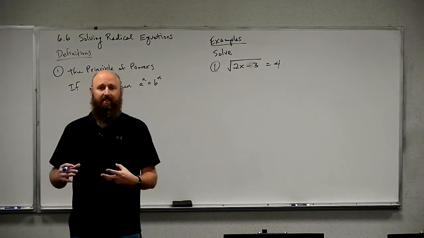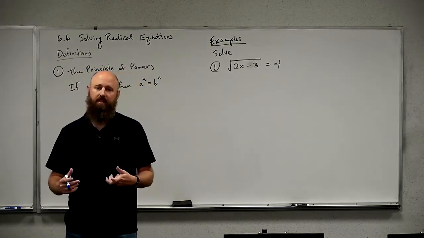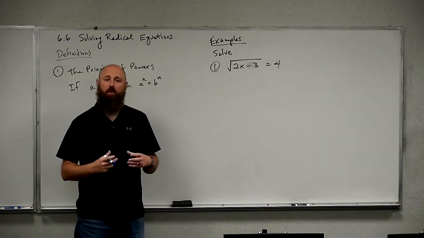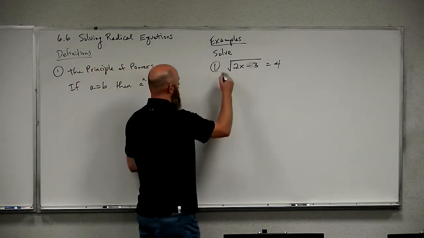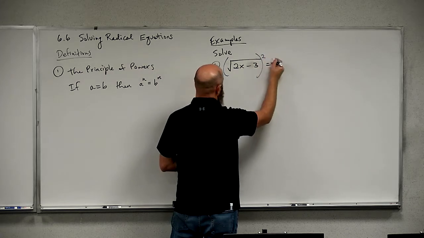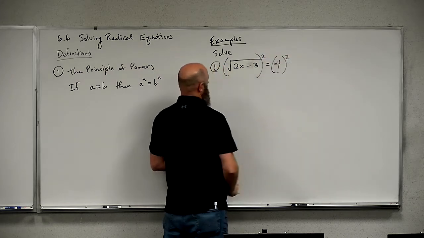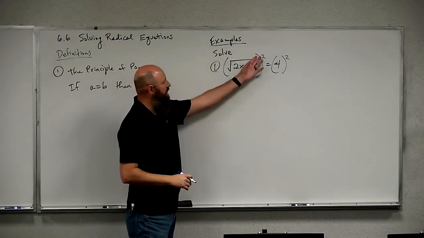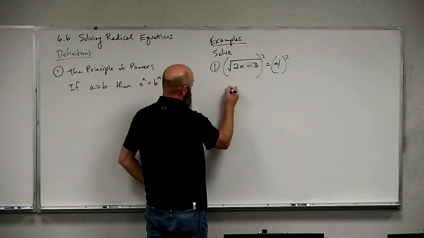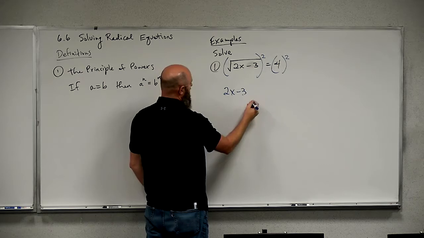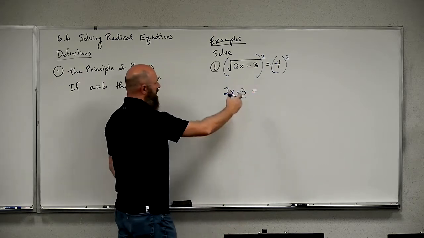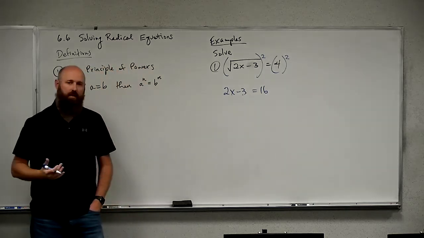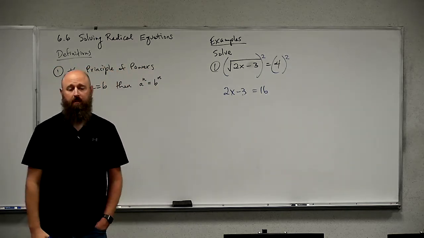Once we've done that, we look at the index. So we see that the index here, because it's a square root, is a 2. And we're going to use 2 as our power. We're going to square both sides, like so. Now, the reason why we do that here is the square and the square root cancel each other out, leaving us with 2x minus 3 on this side. On the other side, we get 4 squared, which is 16. And now we've created an equation that doesn't have a square root in it anymore.